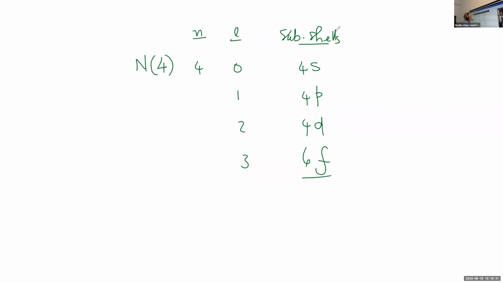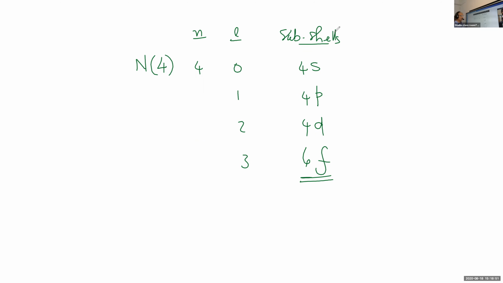Now you come to f. f begins from the fourth shell, 4f only. It begins from 4f only. 1f, not possible. 2f, not possible. 3f, not possible.